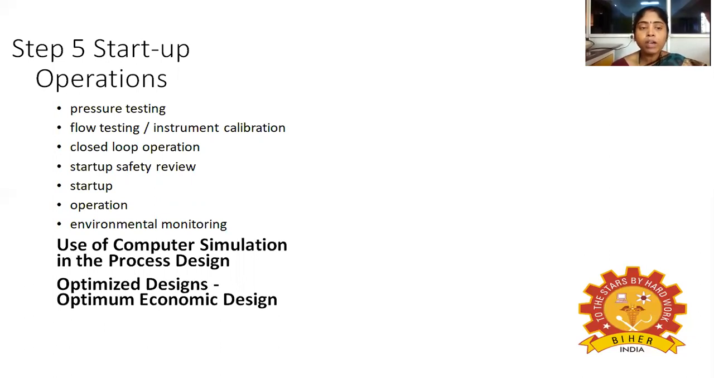So, using computer simulation in process designing: all the data that we have collected through the feasibility survey, preliminary design, primary design or detailed design, each and every care that has to be taken, that data has to be saved in a database. Whenever it is needed, it can be retrieved so that the data can be optimized for an economical product design.